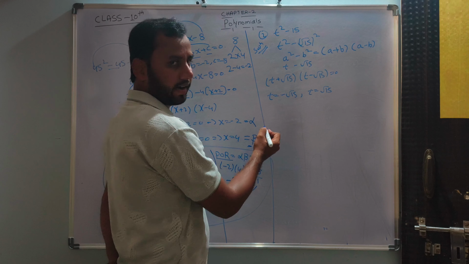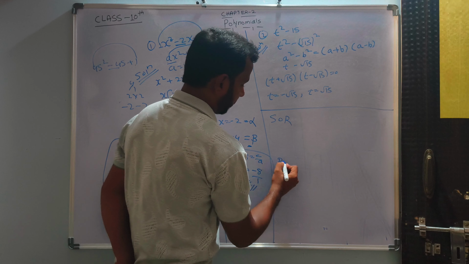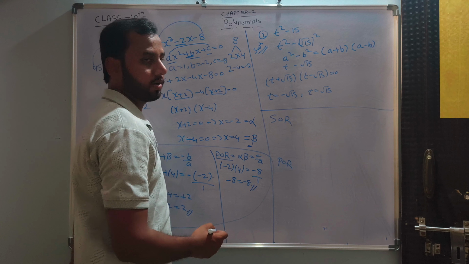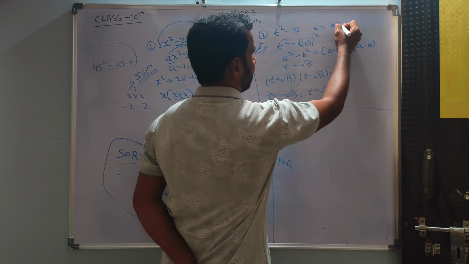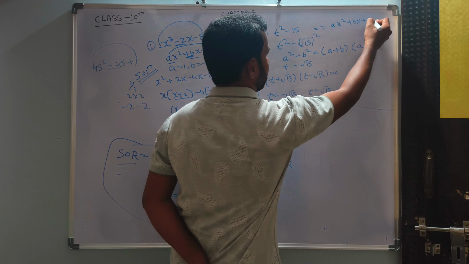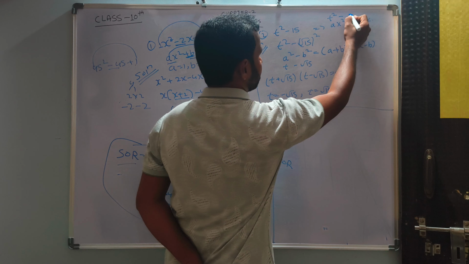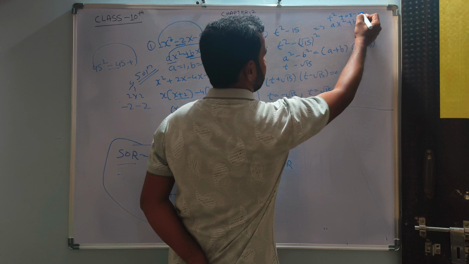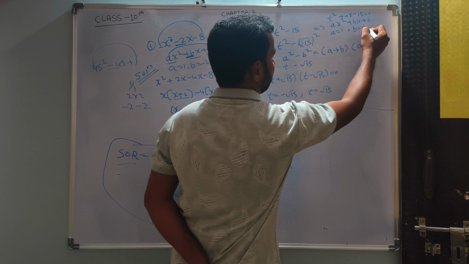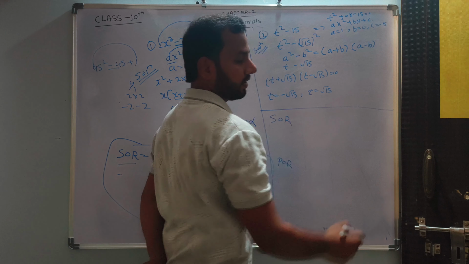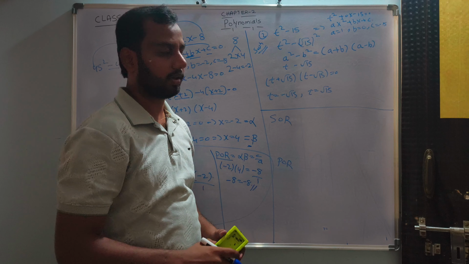Now to verify the relationship, I will find the sum of roots and product of roots. To find the sum and product of roots, let us compare the given equation with the standard quadratic equation, ax square plus bx plus c. In terms of ax square, it is t square plus 0x minus 15 equal to 0. Then the a value will be 1, b value will be 0, c will be minus 15. You need to compulsorily compare with the standard quadratic equation, otherwise your answer will be wrong.